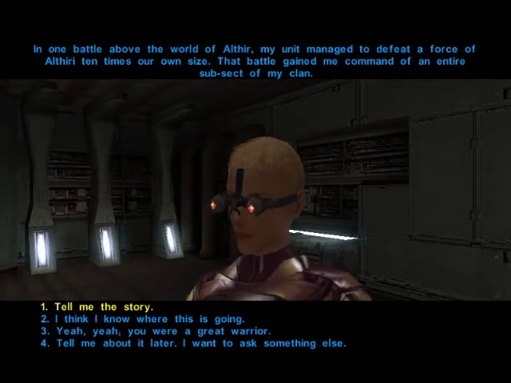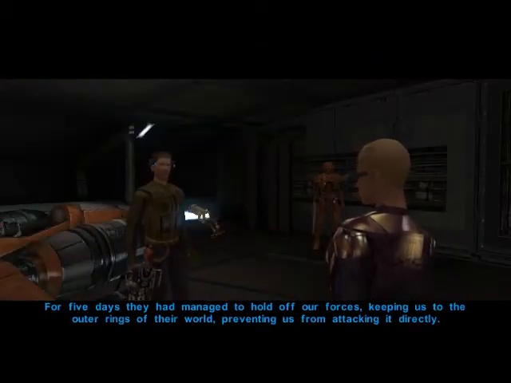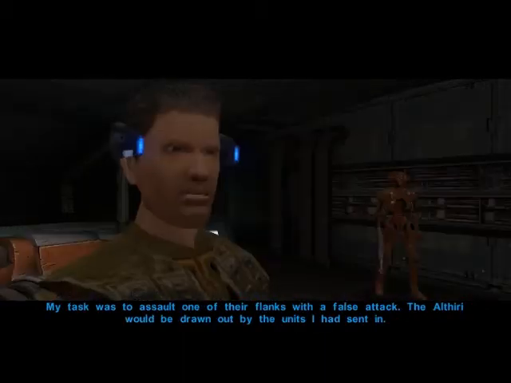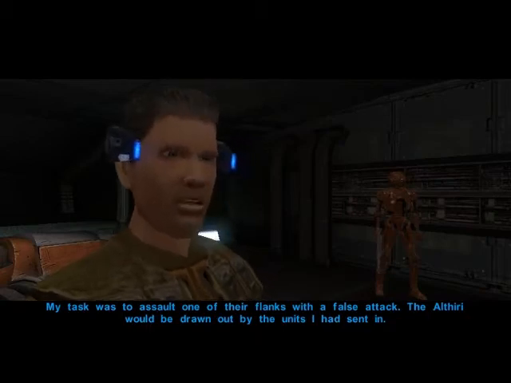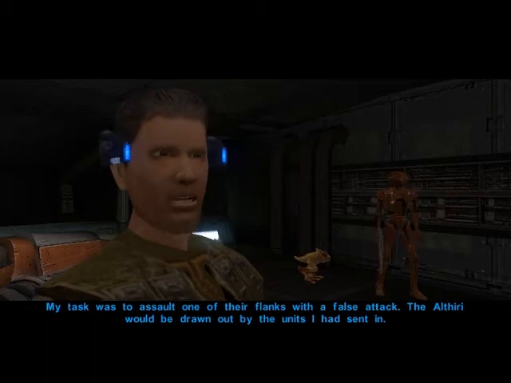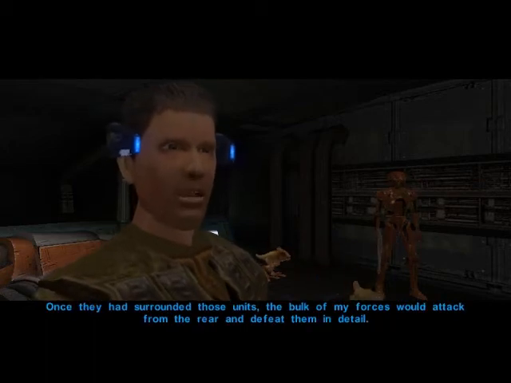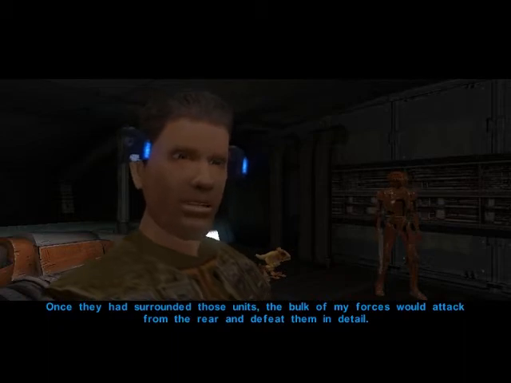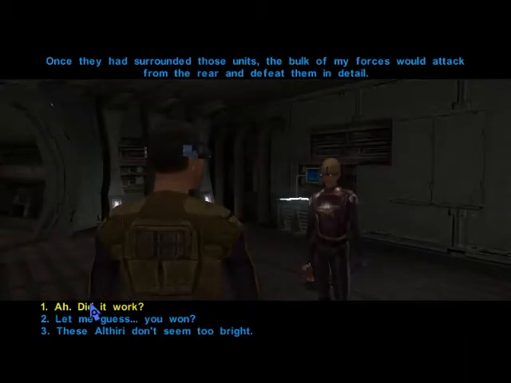So tell me what happened. For 5 days, they had managed to hold off our forces, keeping us to the outer rings of their world, preventing us from attacking it directly. My task was to assault one of their flanks with a false attack. The Althiri would be drawn out by the units I had sent in. Once they had surrounded those units, the bulk of my forces would attack from the rear and defeat them in detail. And did it work?